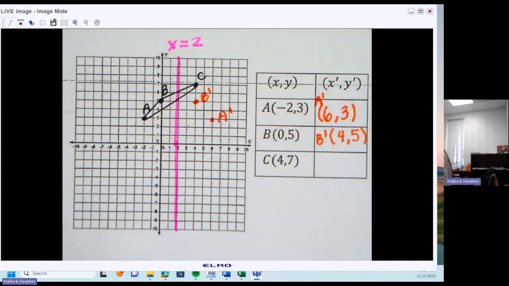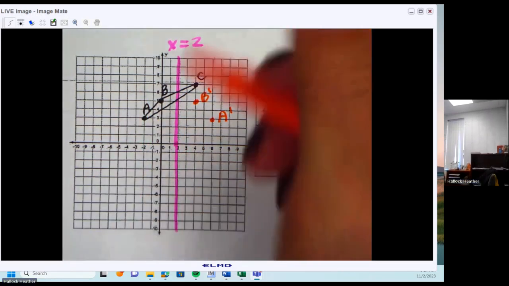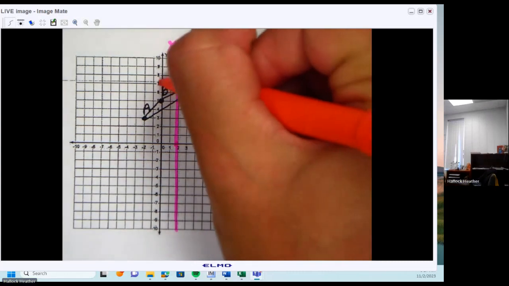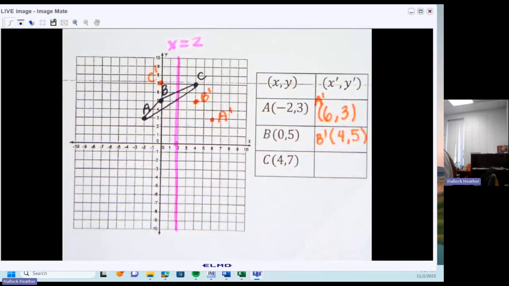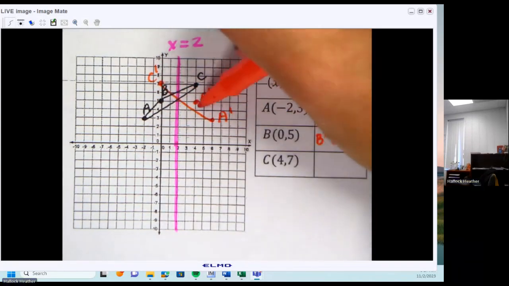The last one is C. C was 2 to the right. So now I'm going to go 2 to the left. And then it's a little ugly because it folds on top of each other, but we're going to connect it. Yeah, it's extra ugly. It's like a beautiful little butterfly is flying away.